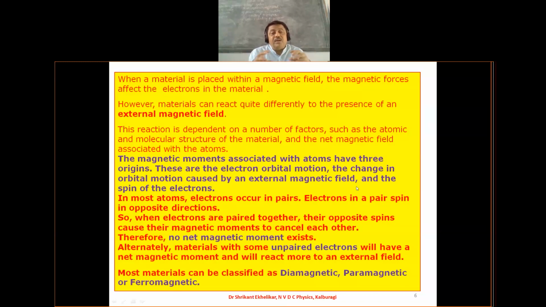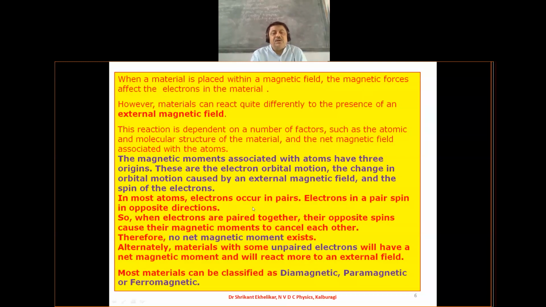When an atom is placed in an external field, the electron orbital motion changes. There is a change in orbital motion caused by the external magnetic field. These three components add up to give the net magnetic moment.